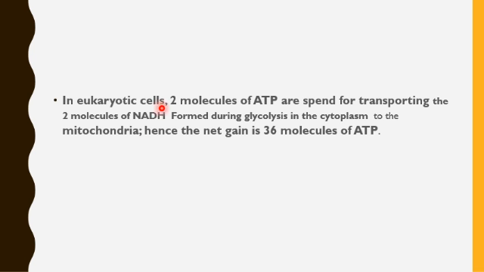in eukaryotic cells, 2 molecules of ATP are spent for transporting the 2 molecules of NADH formed during glycolysis in the cytoplasm to the mitochondria. So if 2 molecules are spent, the net gain is only 36 molecules of ATP. Whereas in anaerobic respiration, there is a gain of only 2 ATPs because NADH is again oxidized to NAD. So we are left with only 2 ATPs, whereas in eukaryotic cells we have 36 molecules. We gain 38, but 2 we have spent for transporting the 2 molecules of NADH from glycolysis in the cytoplasm to the mitochondria to carry out the further reactions like the Krebs cycle and electron transport system.